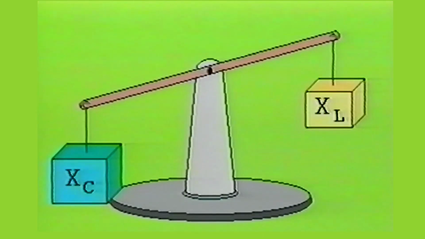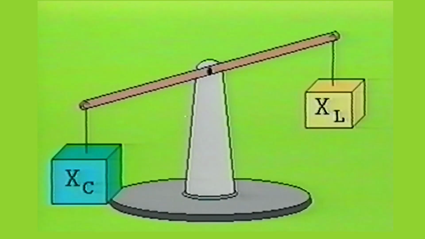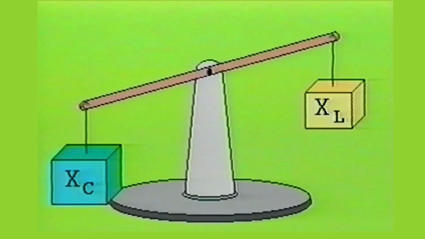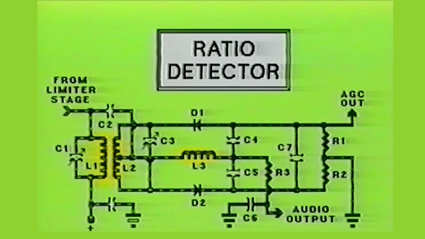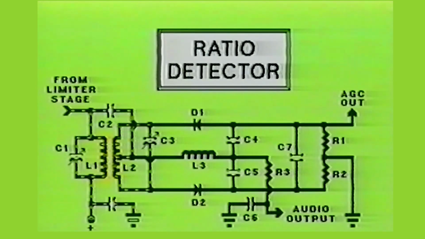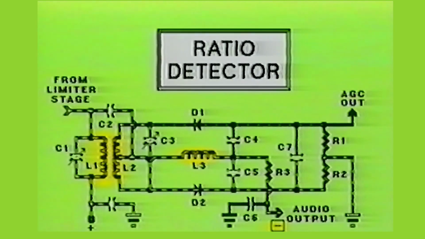When the IF signal deviates below the resonant frequency of the L2-C3 tank circuit, the balance of the circuit will tilt. Capacitive reactance will overcome the inductive reactance, thus causing the current to lead the voltage. Diode D2 will conduct more than diode D1, sending more current to capacitor C5 for charging than the current being sent to capacitor C4. Capacitor C5 will have more charge than capacitor C4, which will make the ratio output less positive compared to the voltage potential at the top of capacitor C7.